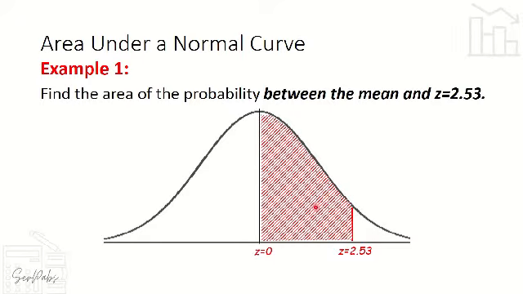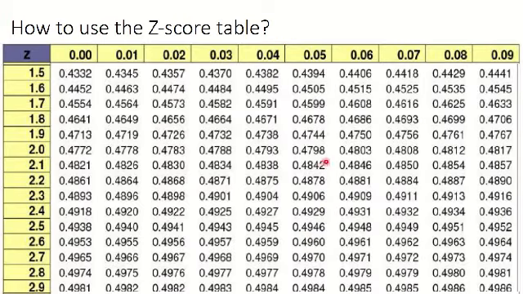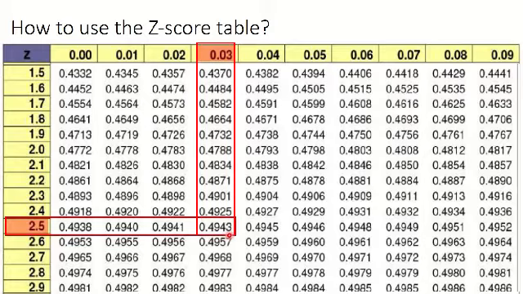So, paano natin makukuha yung probability ng area na to? So, pupunta ngayon tayo sa ating Z-score table. So, pagkuha ng 2.53, so, puntahan mo yung 2.5. So, ito yung 2.5 natin. And then, puntahan mo yung 0.03. Kasi yung total ng 2.5 at saka ng 0.03 is equal to 2.53. And then get the intersection between the two values and that will be 0.4943.